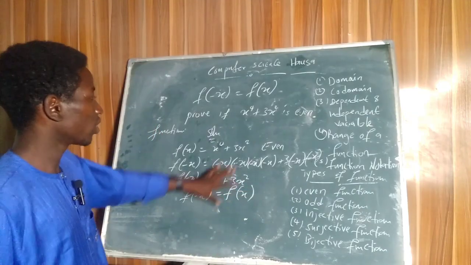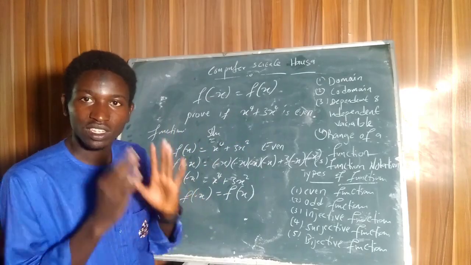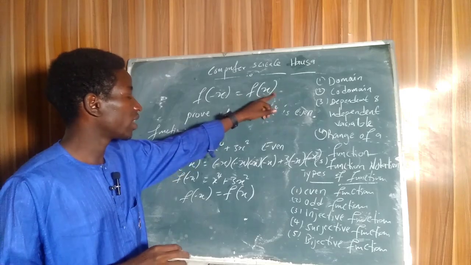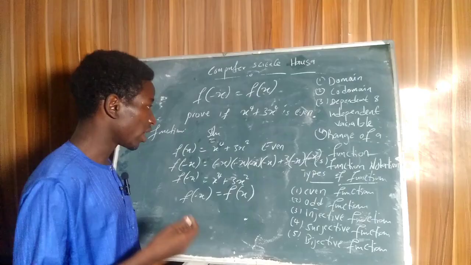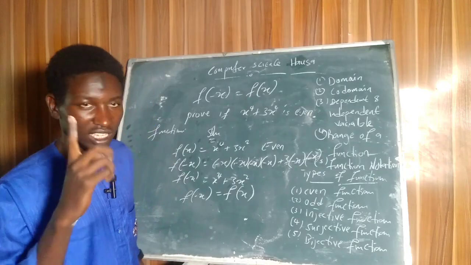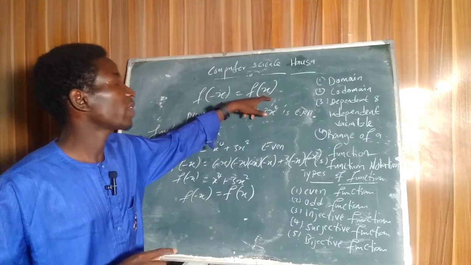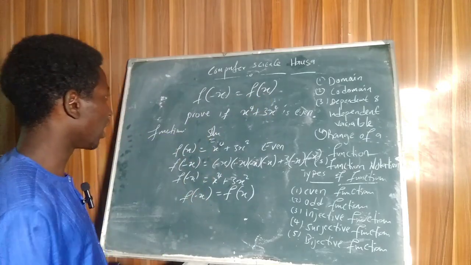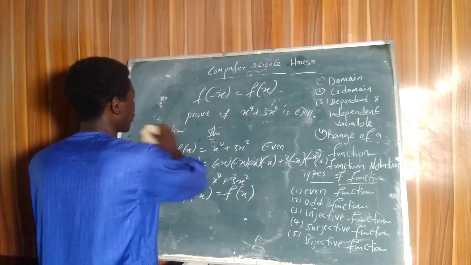Simple and short. So this is an even function, and the simple way to know is to look at the powers of x: they are even numbers, so this is an even function. The rule to hold on to is that f of minus x must be equal to f of x. So we are done with even functions, and next we move to odd functions.